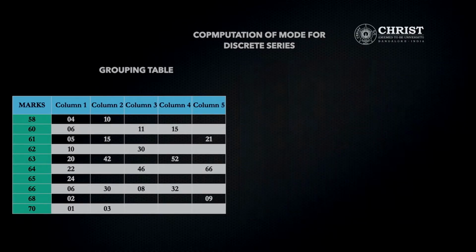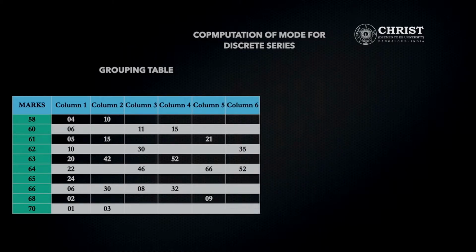Now column 6, leave the first 2 frequencies. So 4 and 6 will not be considered. Next is 5, 10 and 20, so the value is 35. Next is 22, 24 and 6, that value is 52. The last 2 values we will not consider because 3 values are not there. So this is how we will complete the grouping table.